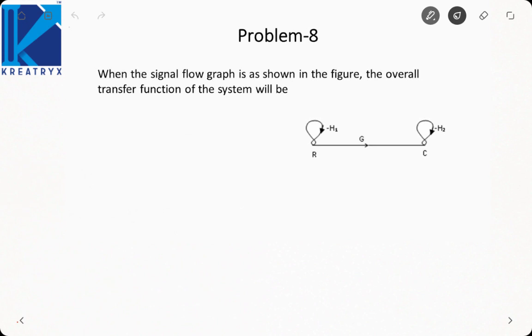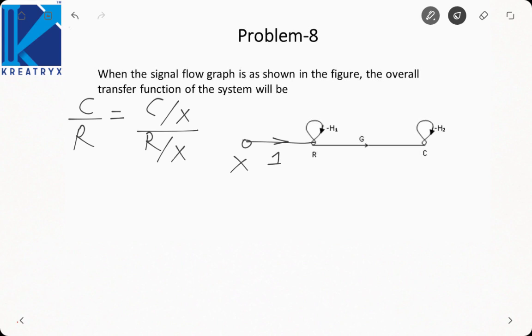Here we have been given a signal flow graph which has self loop both at input and output node. I told you self loop is invalid at the input node. So what we need to do is we need to simplify this self loop. So what I would do is I would take another node here, X, with a gain 1. So now I would say C by R is basically C by X divided by R by X. So let us first identify C by X.